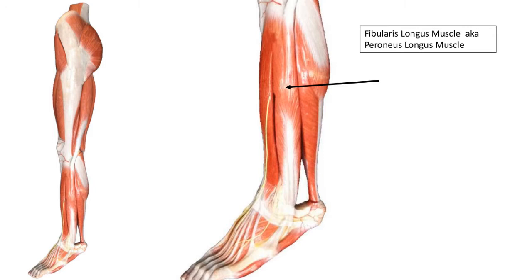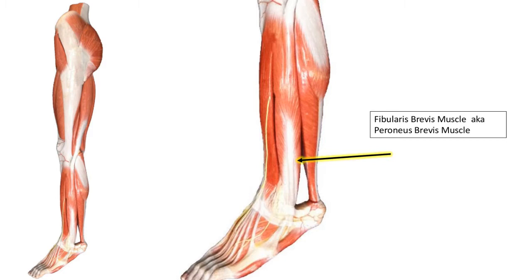So there's 2 of them. Fibularis Longus is the one that's more superior, and then it tapers down, and then there's the tendon to it here. So it has this long tendon here. There's a smaller muscle on either side of the tendon, closer to the ankle, and that's called Fibularis Brevis or Peroneus Brevis. It is on both sides.